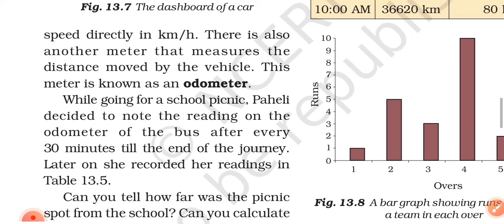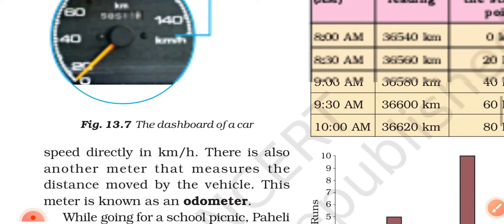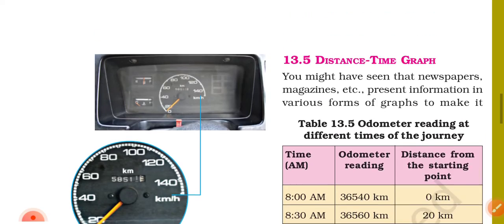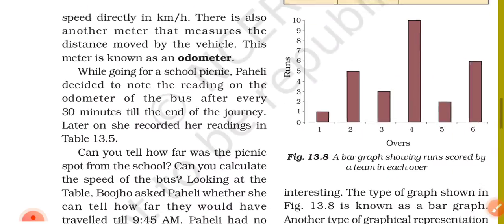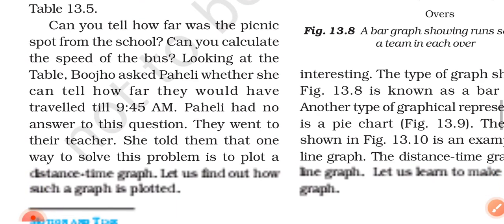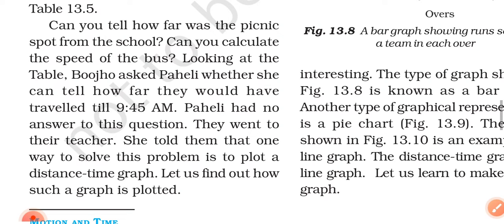There is also another meter that measures the distance moved by the vehicle. This meter is known as an odometer. Figure 13.7, dashboard of the car. While going for a school picnic, Paheli decided to note the reading on the odometer of the bus after every 30 minutes till the end of the journey. Later on, she recorded her reading in Table 13.5. Can you tell how far the picnic spot was from the school? Can you calculate the speed of the bus?